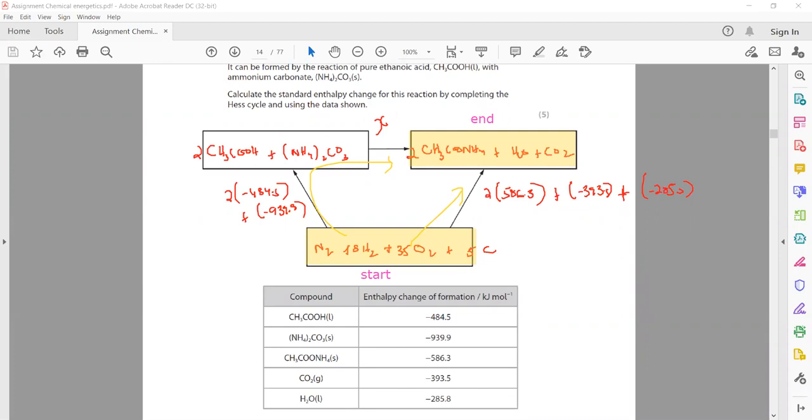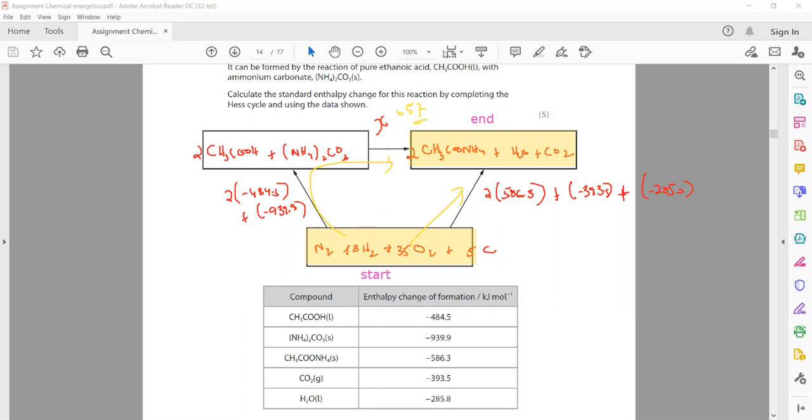If I write the equation: 2 into minus 484.5 plus minus 393.9 plus x is equal to 2 into 586.3 minus 393 and minus 285. So this will give us the final answer as 57 kilojoule per mole, because all the values are in kilojoule per mole. So when we substitute the values, it will come out as 57 kilojoule per mole.